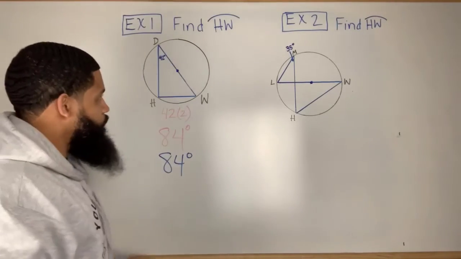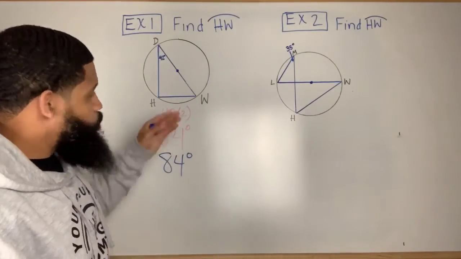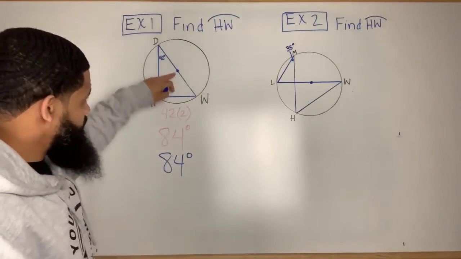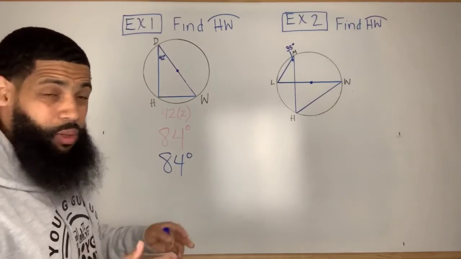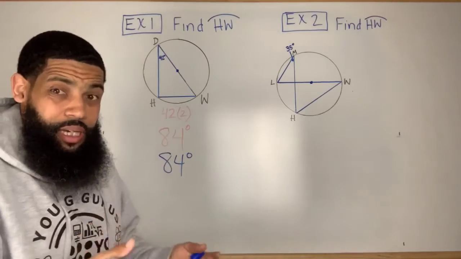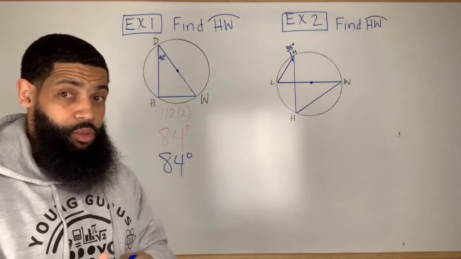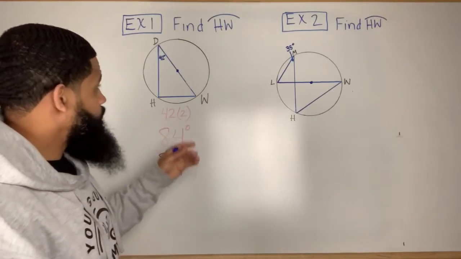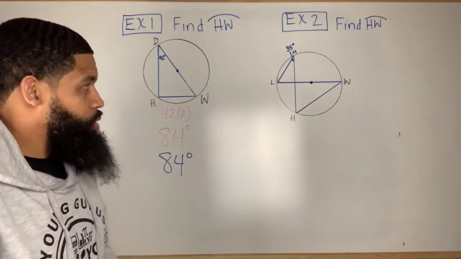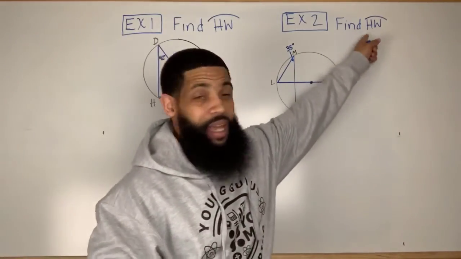All right. Now, let's look at example 2. One thing I want to point out in example 1 is that this is the center of that circle. How do I know that this is the center of the circle? Because you'll see that dot right there. That's not necessarily going to come into play in this particular example, but it will come into play in this next example. So now, I want to find the measure of arc HW.